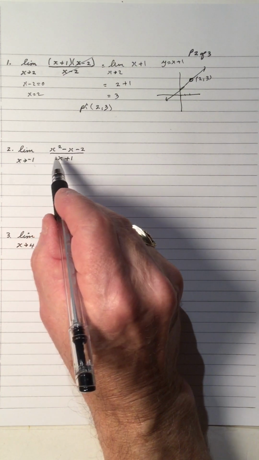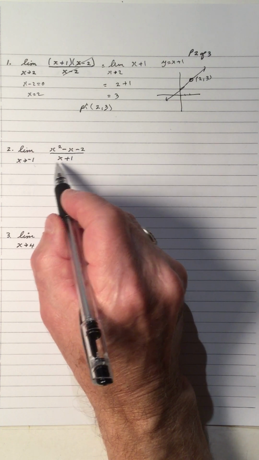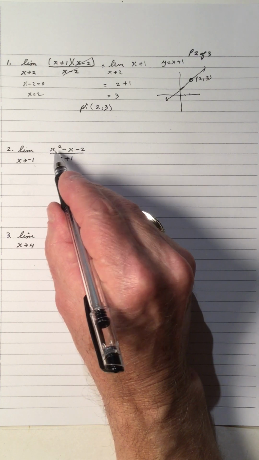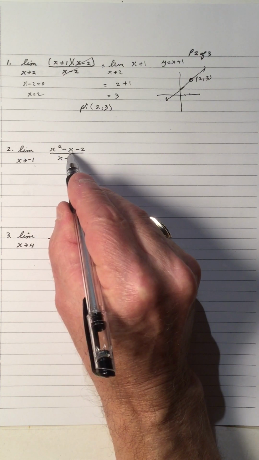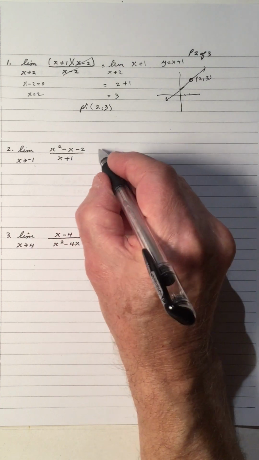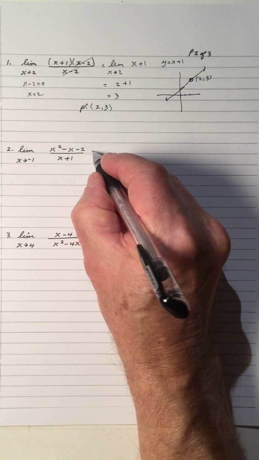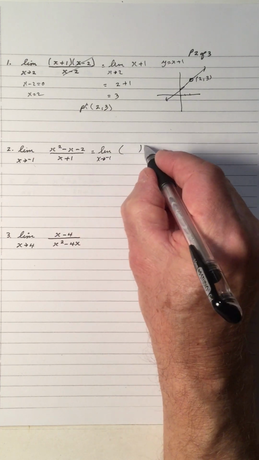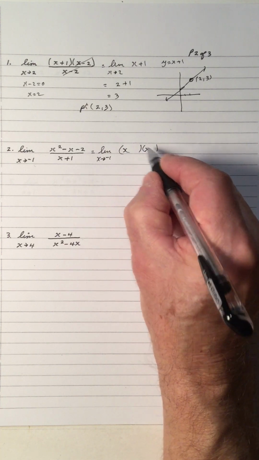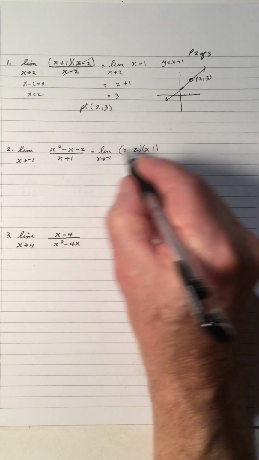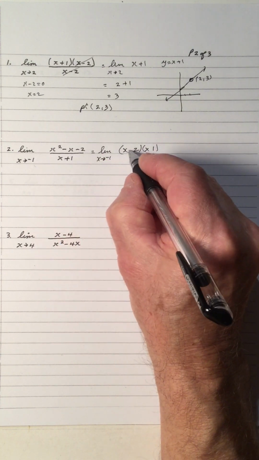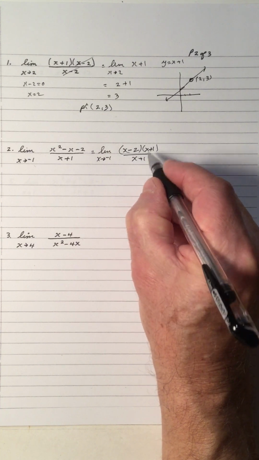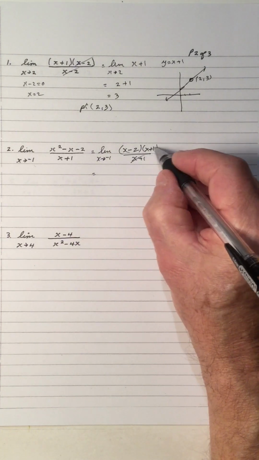Number 2, what about the limit of this rational expression as x approaches negative 1? Again, negative 1 will give you 0 here, and negative 1 will give you a 0 here if you plug it in. So what we have to do is see if we can factor. x squared is x and x. Factors of 2 are 2 and 1. Product is negative 2, sum is negative 1. So that's negative 2 plus 1, factored over x plus 1. And what happens is the x plus 1's cancel out.